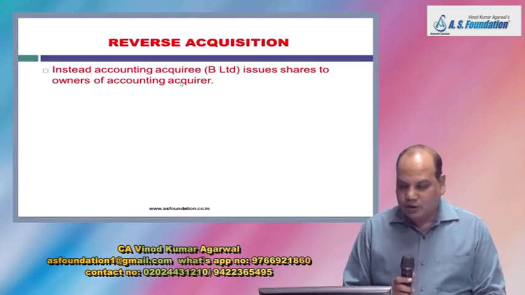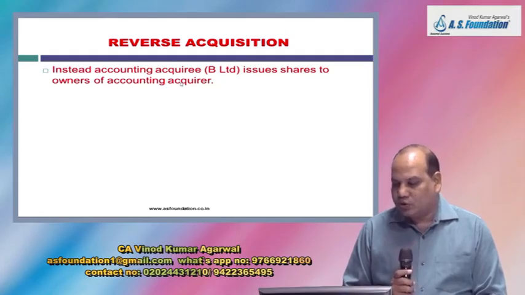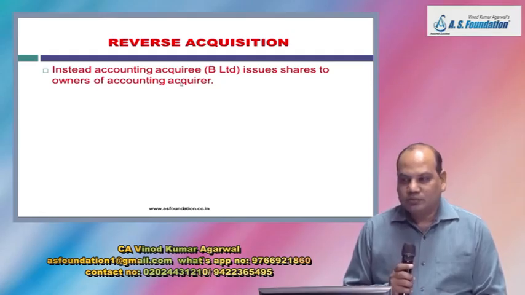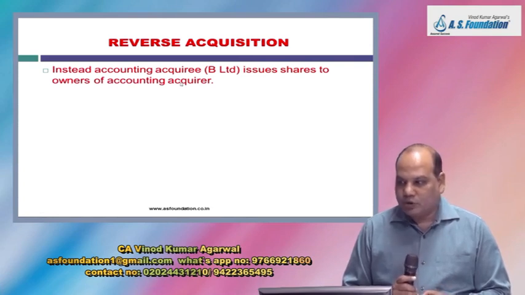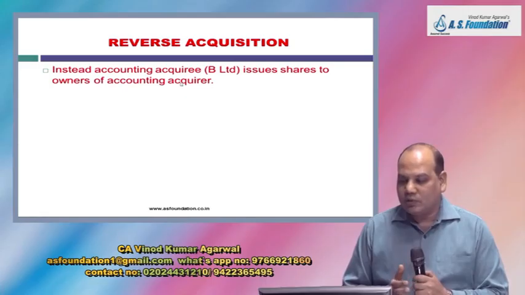Instead, accounting acquiree B Limited issues shares to owners of accounting acquirer. Right?